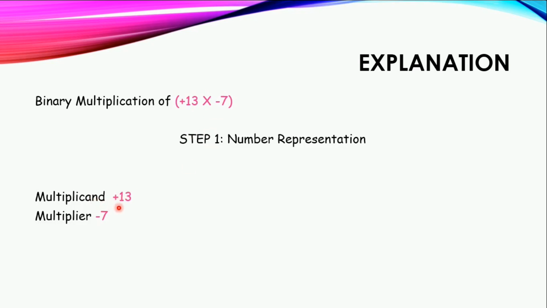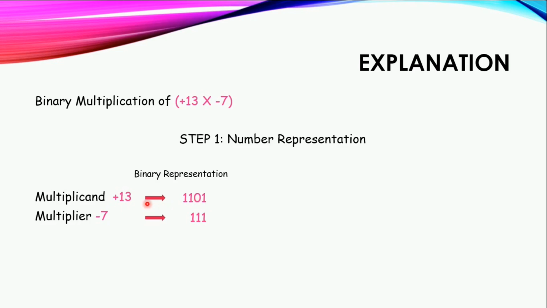I have to represent both multiplicand and multiplier in 2's complement format. Before converting the number into a 2's complement format, I have to represent it in a normal binary format. So this is the binary representation of 13 and this is the binary representation of 7. According to Booth algorithm, we have to see the biggest number first. Here 13 is the biggest number. The number of bits required for representing 13 is 4 bits.